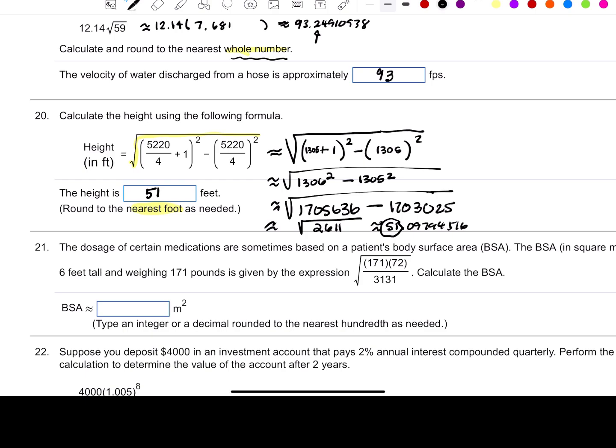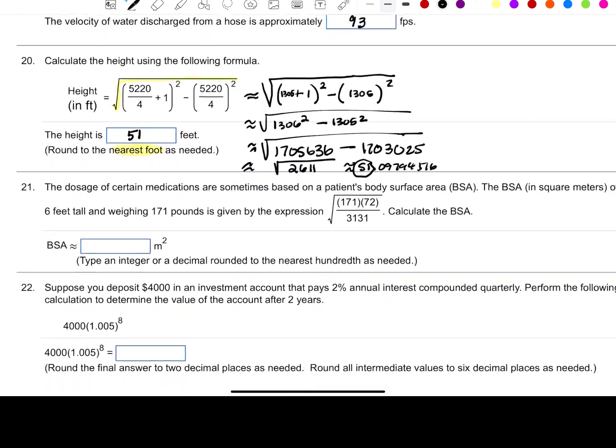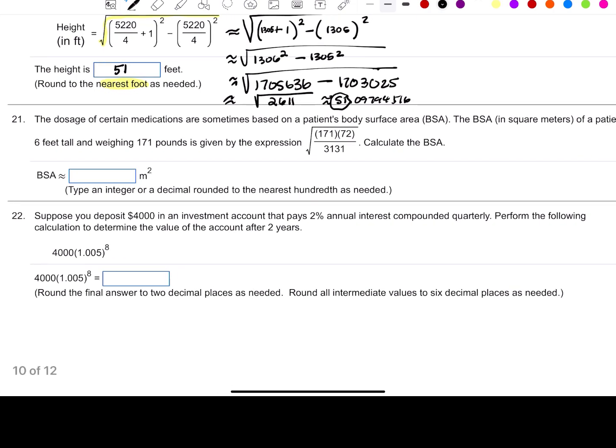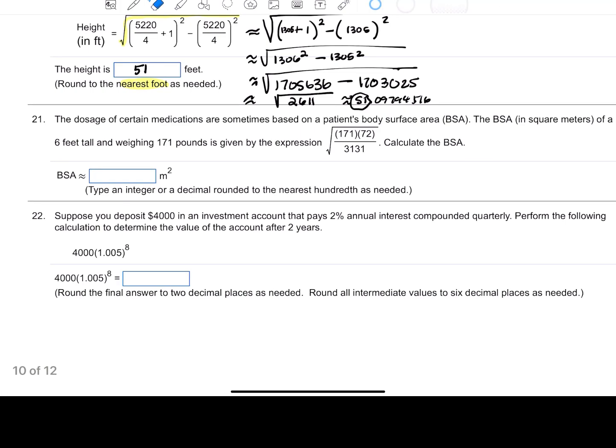Number 21. The dosage of certain medications are sometimes based on a patient's body surface area. The body surface area in square meters of a patient, 6 feet tall, weighing 171 pounds, is given by this expression. The square root of 171 times 72 divided by 3131. We're going to calculate the BSA for this 171 pound patient. So what we're going to do is we're going to do everything inside first, which is multiplication and division. But remember, the division bar goes last. So that 3131 is going to stay in my denominator here.